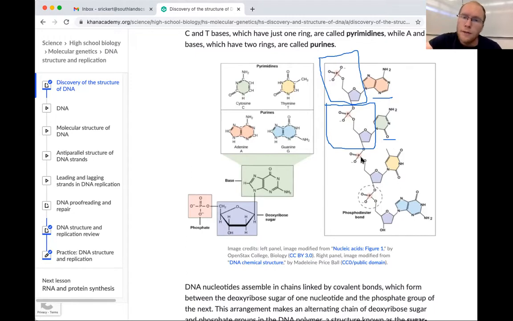Now, the only difference between the backbone of DNA and RNA, and this one you do need to know, is the sugar chain, the saccharide chain. In DNA it is a deoxyribose, meaning this is an H. And in RNA, the structure is ribose, meaning that's an OH. Everything else is the same.